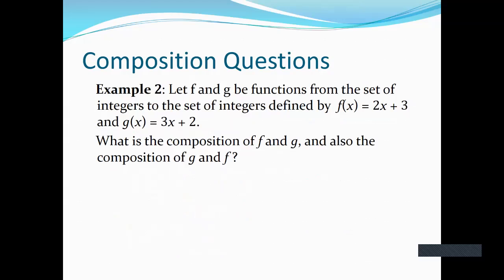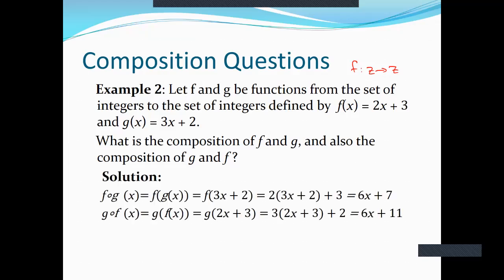Okay. One more example. Let f and g be functions from the set of integers to the set of integers, defined by, I mean Z to Z, right? F maps Z to Z. Okay. So such that f of x is equal to 2x plus 3 and g of x is equal to 3x plus 2. What is the composition of f and g? And also the composition of g and f. So how we can compute that?